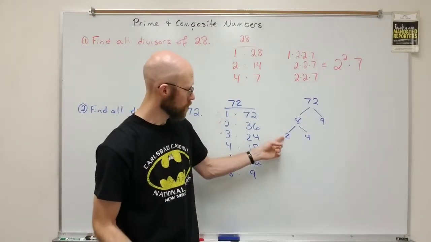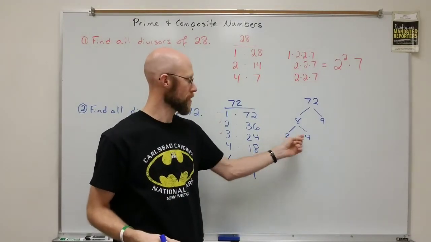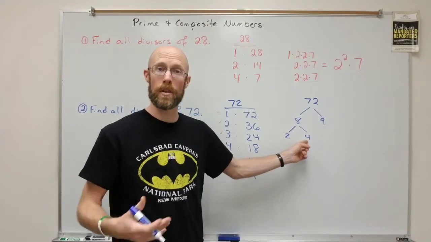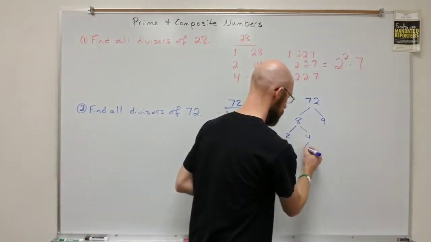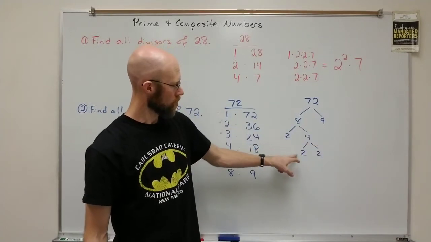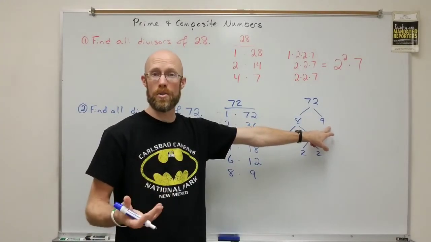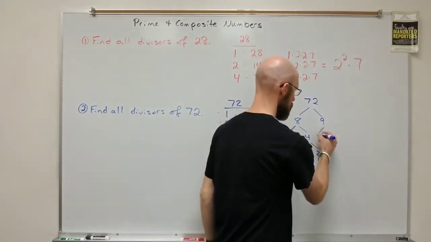And 2 is prime, so I'm done there. I could write 1 times 2, but why bother? The 4, however, can be further broken down, right? The 4 is 2 times 2. So we've got all primes down here. The number 9 is also composite. It can be broken down into 3 times 3.